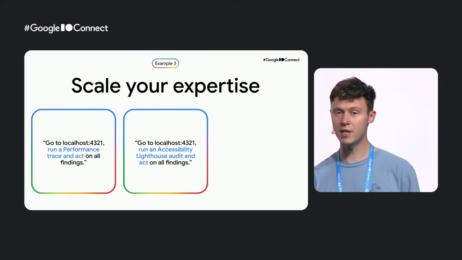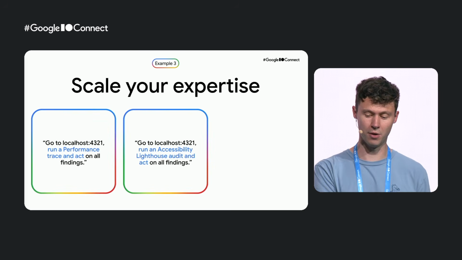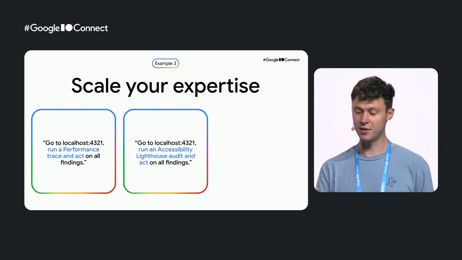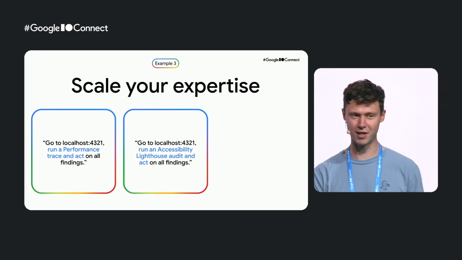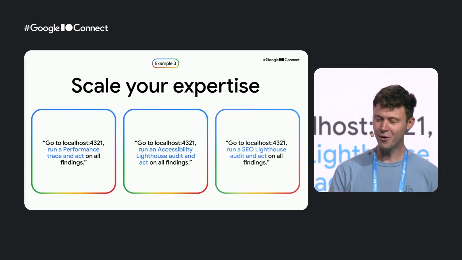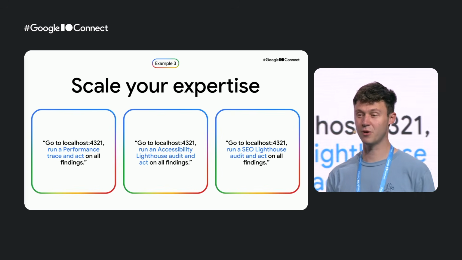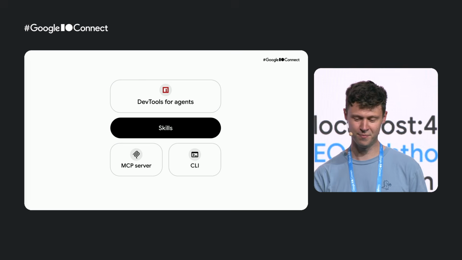All through a prompt like, go to localhost, run a performance trace, and act on all findings. Or you can use the same pattern to improve the accessibility of your project, instead of your coding agent and the underlying model just sprinkling random labels in places they don't belong. Or you use the same pattern to ask your coding agent to work on SEO.